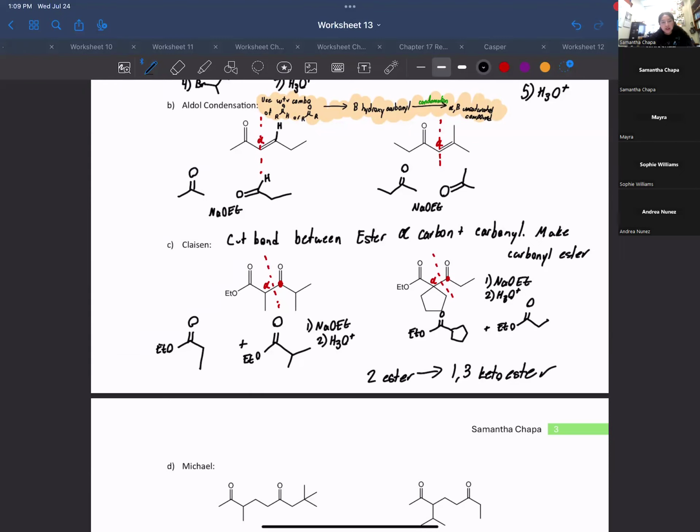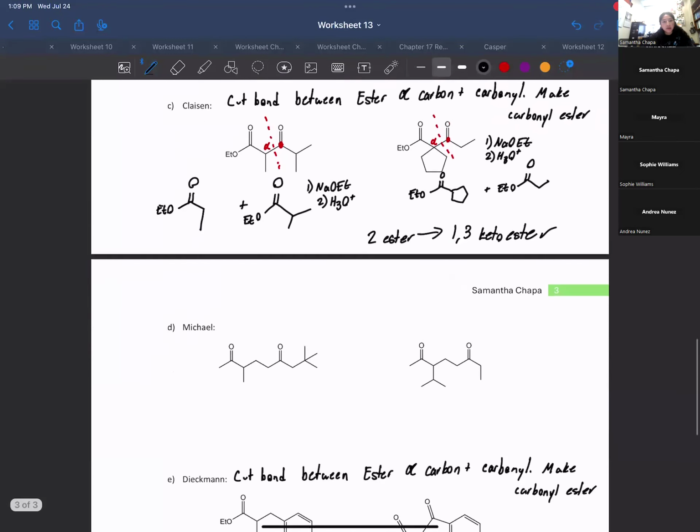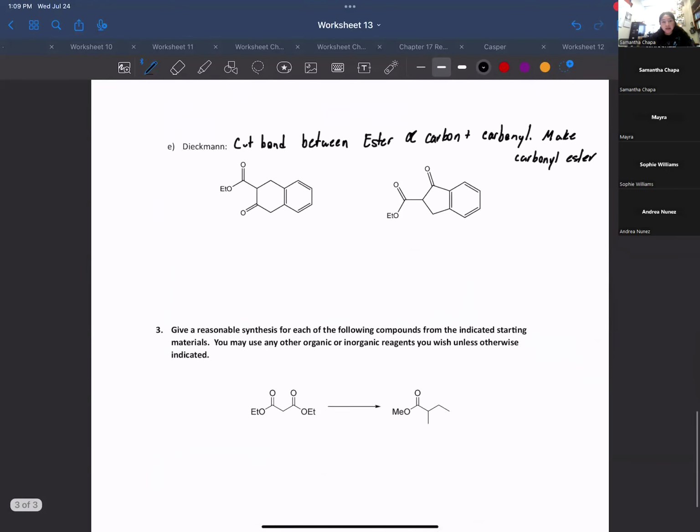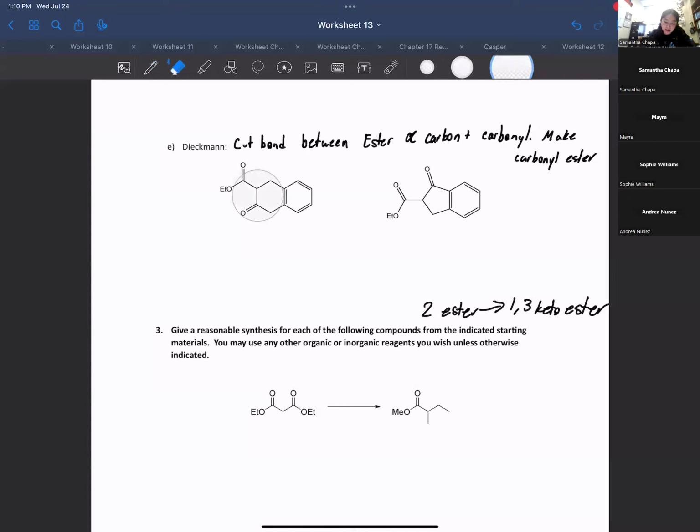Okay, cool. So since we know what to do with the Claisen, we're gonna skip to the Dieckmann. Notice how I have the same note here because the Dieckmann is gonna be the same thing. You need two esters, but this time they're gonna be on the same compound, and you're gonna make a 1,3 keto ester, just as you see in these compounds right here: 1, 2, 3, beta keto ester.